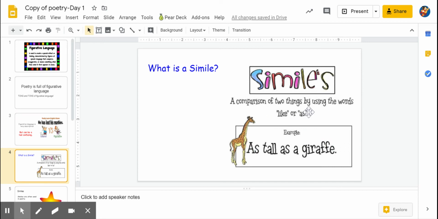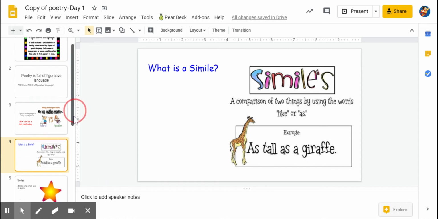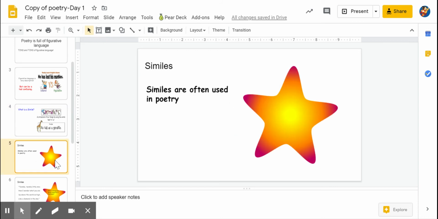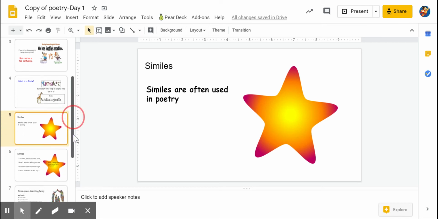Similes, comparison between two things using the words like or as. He's as tall as a giraffe. Is someone really going to be as tall as a giraffe? Maybe a baby giraffe, but not a full grown one, right? So that's an example of figurative language. Similes are often used in poetry. We talked about that. They're used quite often.